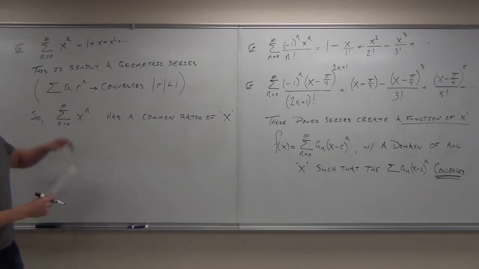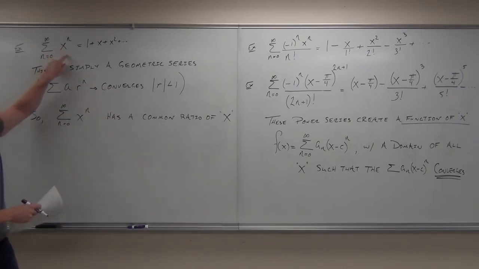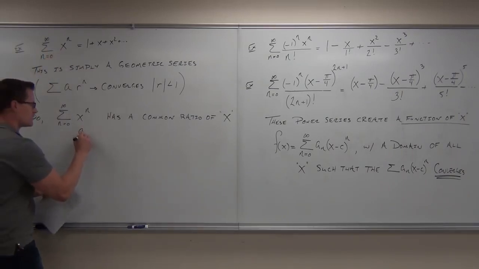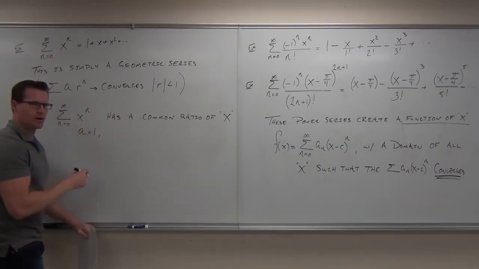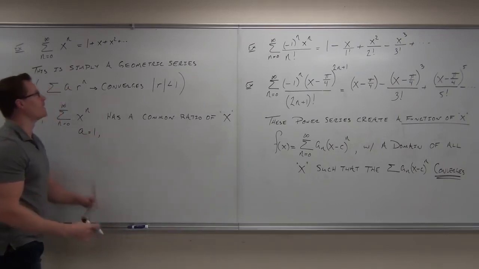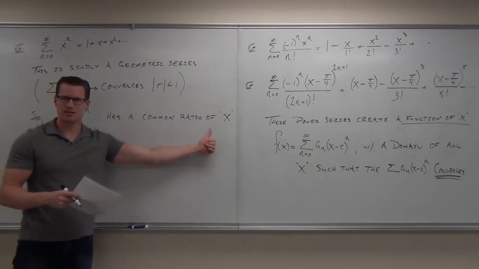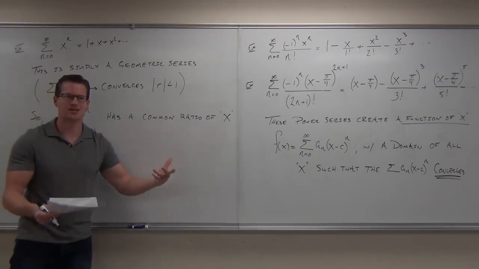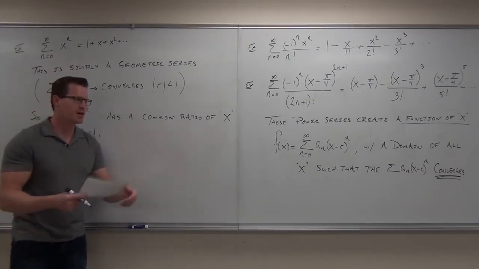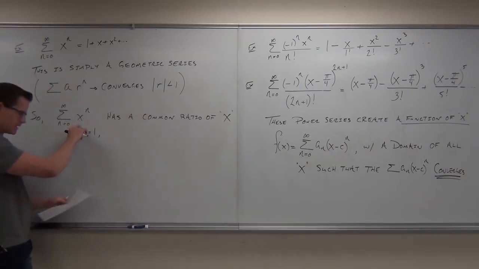Look up here. Does this fit this format? Yes. What's our A? A is 1. What's taking the place of our r? X. That's why I said it has a common ratio of x. That is the r in this case. So what's really interesting is that this thing is really a geometric series.